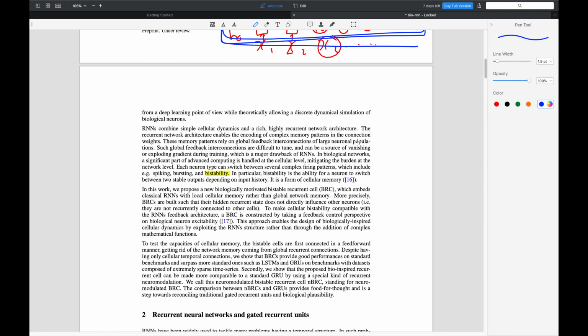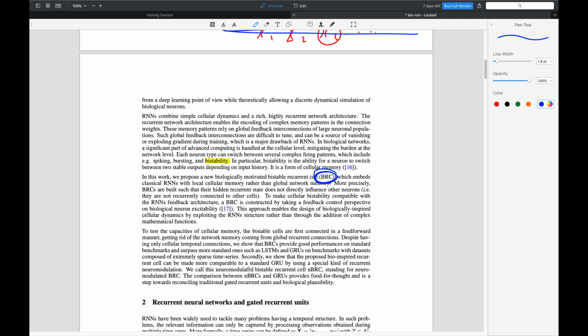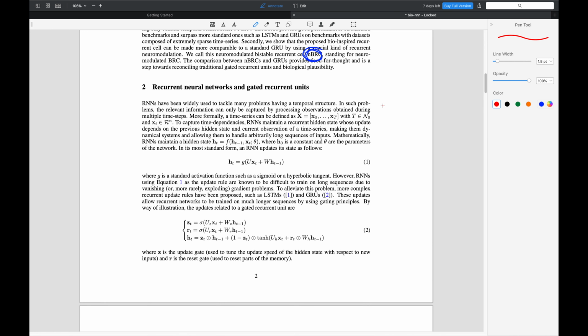So this paper proposes a new biologically motivated recurrent cell called the bistable recurrent cell, or BRC, and they also suggest another variant of it by introducing yet another biological property of neurons called neuromodulation, making a recurrent cell called NBRC, or neuromodulated bistable recurrent cell. Through empirical studies, they show that both BRC and NBRC produce better results and outperform GRUs or LSTMs in tasks that require very long-term memorization. Now let's look at how these actually work.